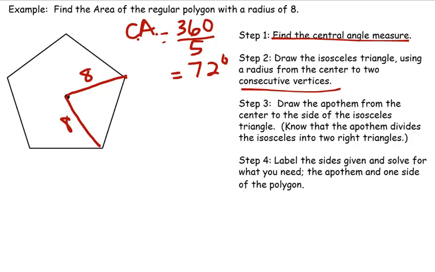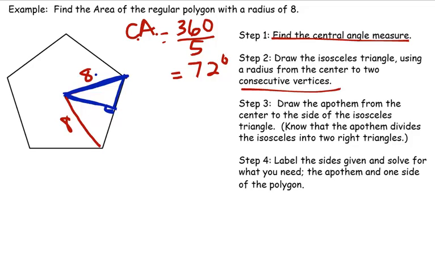Now let's draw in the apothem. Okay, there's my apothem, and that's a right triangle right here. That's what we're looking at, the right triangle. Know that my apothem divides the isosceles into 2 right triangles. So what I'm looking at here is this right triangle right there. I get a right triangle where the hypotenuse is 8. That's what I'm looking at. The hypotenuse is 8.